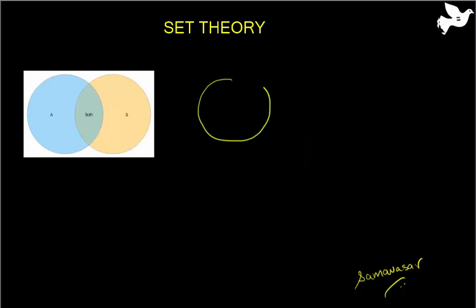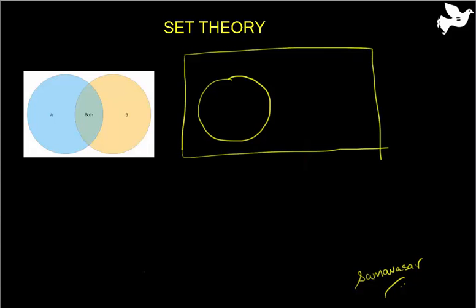Let us say this rectangle represents the entire universe of things that are possible. This is your set A. I'll be explaining the whole meaning of this. And this is set B. So this is total. So what do I mean by this?